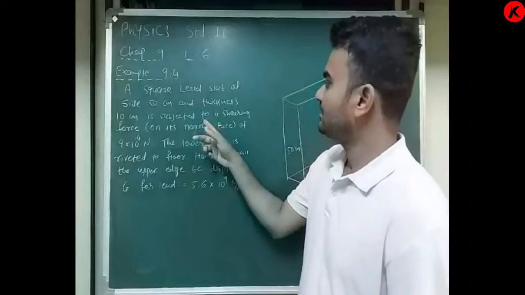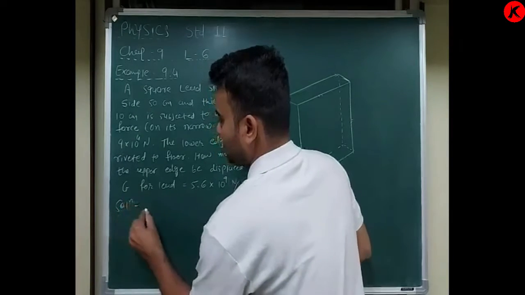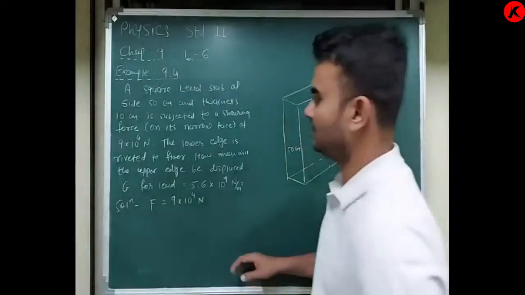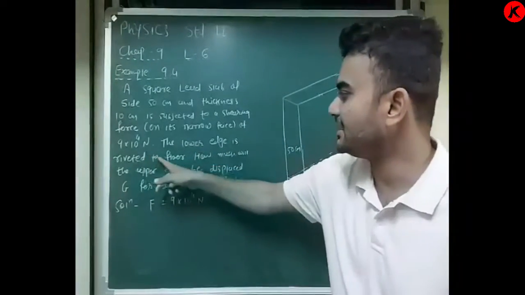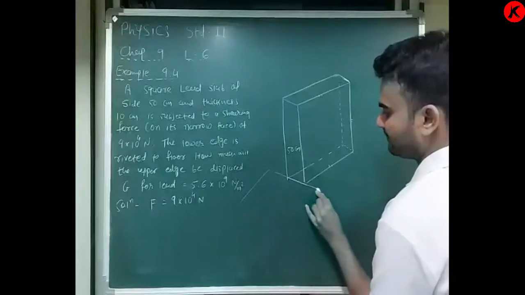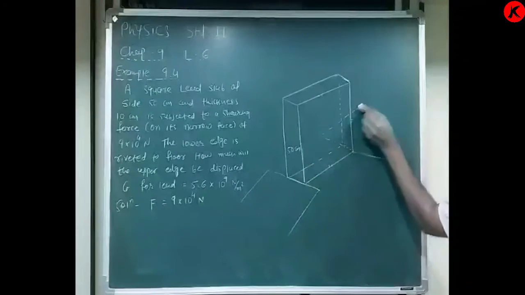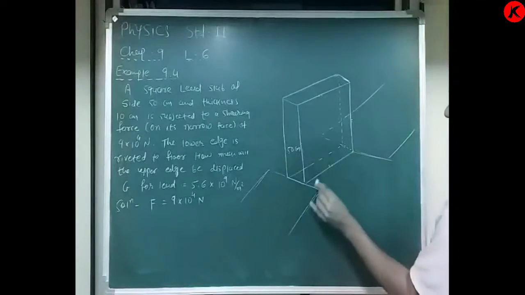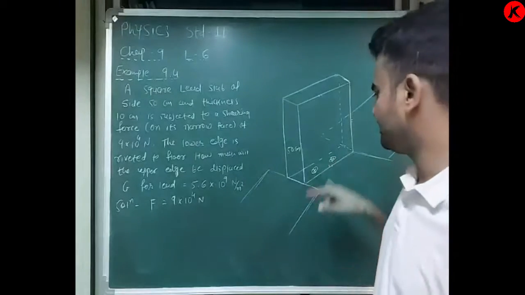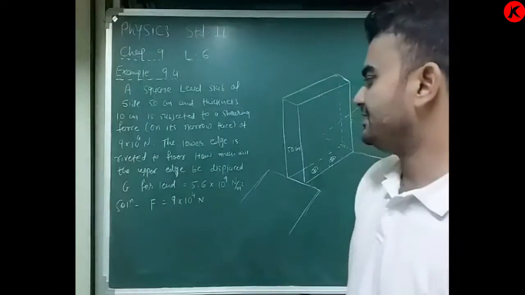Subjected to a shearing force, this much force. So what is the force? Shear force 9 into 10 raised to 4 Newton. The lower edge is riveted to the floor. Let's say there is a floor over here. It is riveted over here, like fixed. It is fixed over here at the lower side. How much will the upper edge be displaced?